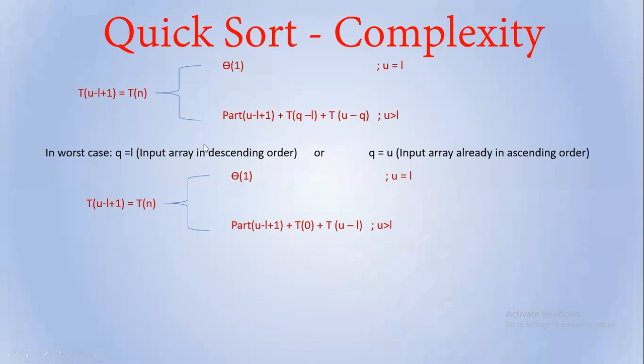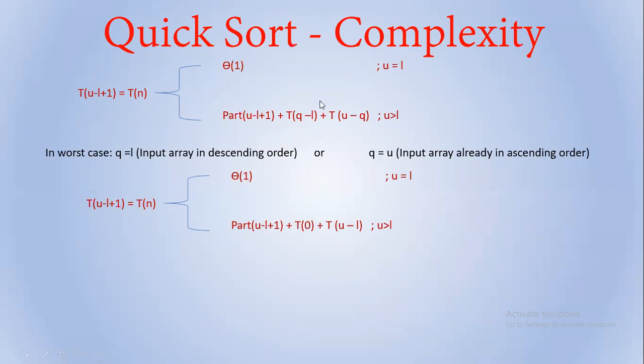The worst case is when the input array is in ascending order, or when the input array is in descending order, because Q will be set as one of the extreme values. The extreme indexes of the input array are L and U. If the array is in descending order, L will be set as Q. If the array is in ascending order, U will be set as Q.